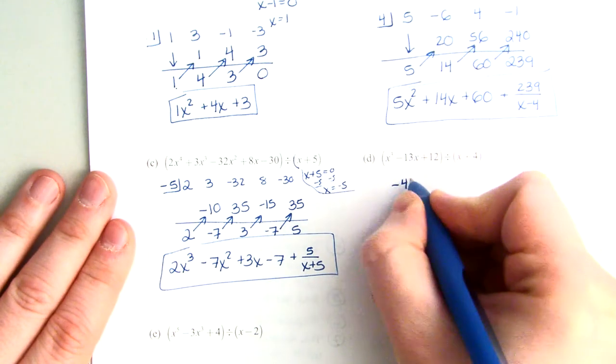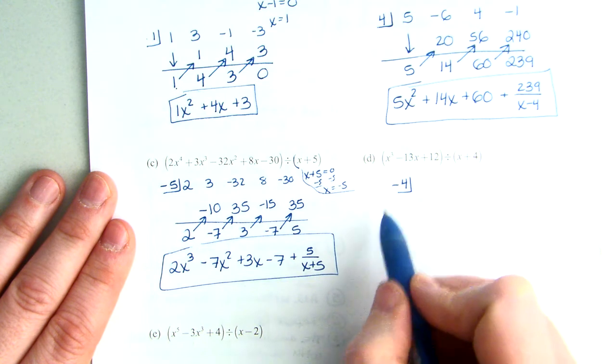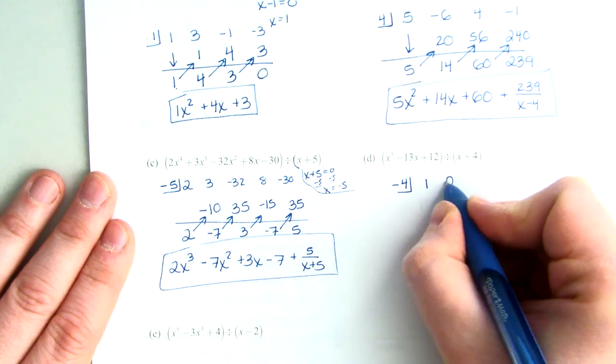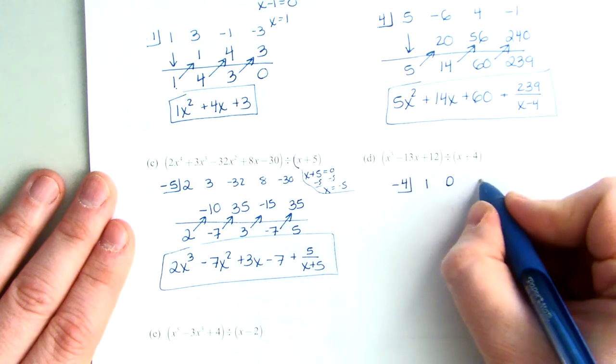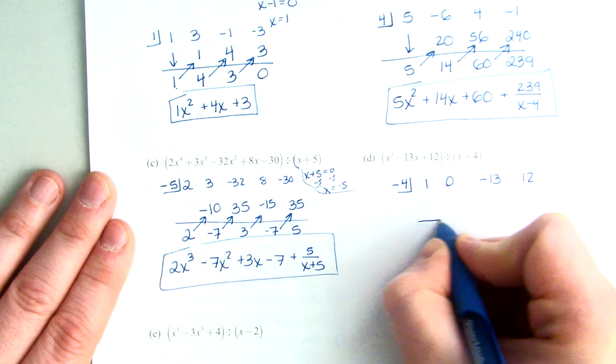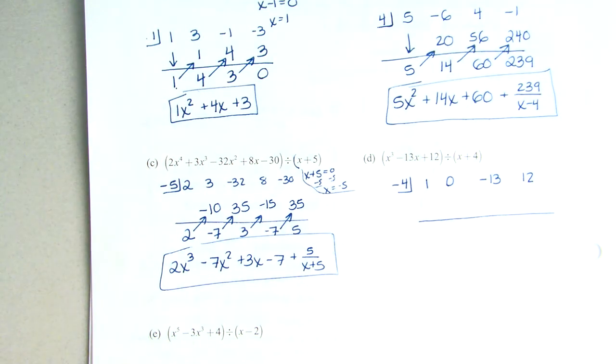Negative 4 in the box. I hope you noticed we were missing an x squared term, which means when I write out my coefficients, I need a 1 for the x cubed, but then a 0 for the x squared, a negative 13 for the x, and a 12 for the constant. If you didn't get that 0 in there, go put it in there. Then go do your synthetic division and send your answer into Edpuzzle, please.